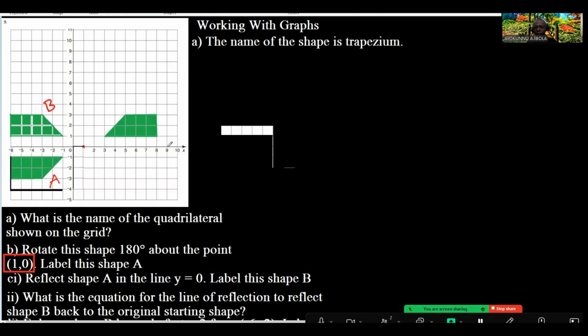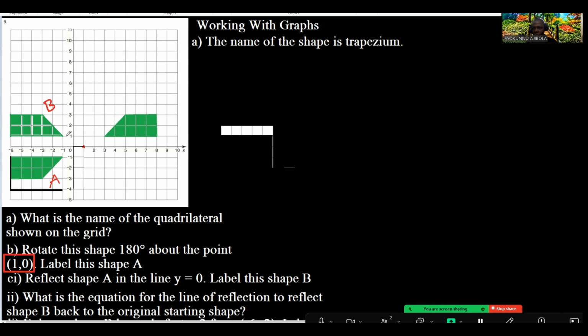Okay, good. Then what did you say again? What is the equation of the line of reflection to reflect B back to the original starting shape? This is the starting shape, right? Okay. So the line that reflects it back is y equal to 1, okay?